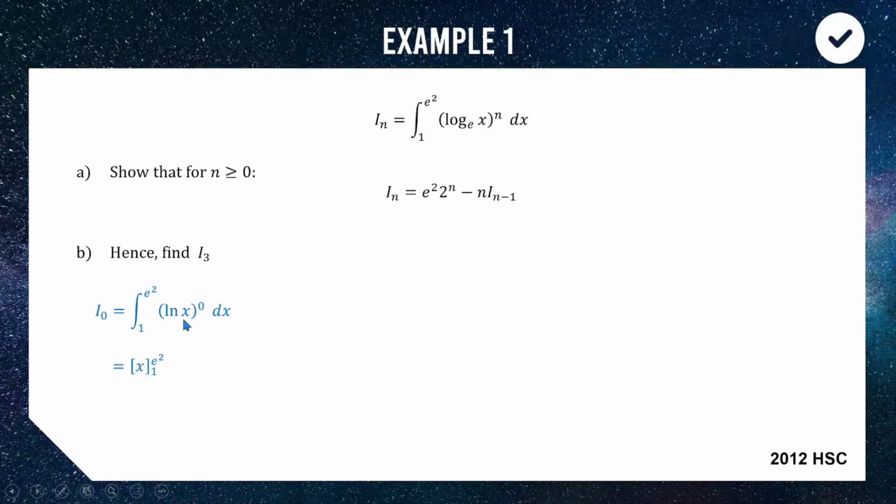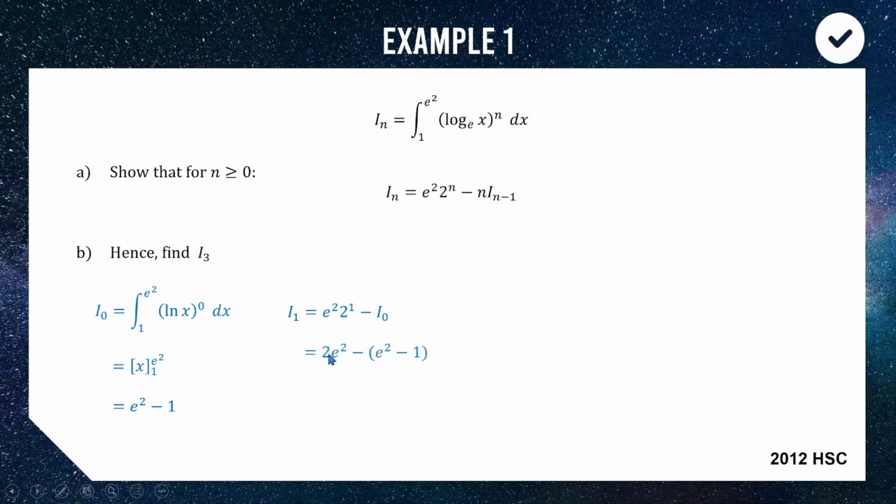Okay, so inside the bracket, power of 0 is 1, integrates to x, we apply our limits, and we get e squared minus 1. Now that's I0. Now using our recurrence formula, if we have I0, we can use this to calculate the next step up, which is I1. Okay, so applying our formula, I1 is e squared times 2 to the 1, take away 1 lot of I0. So that right there is us applying our reduction formula.